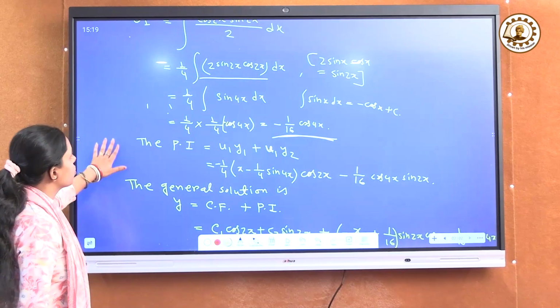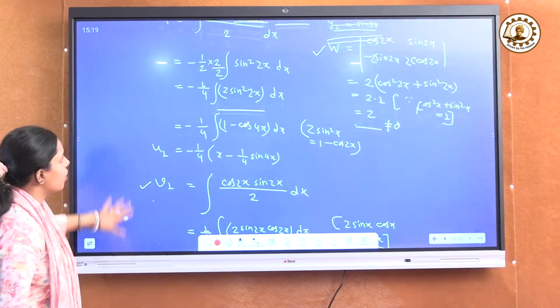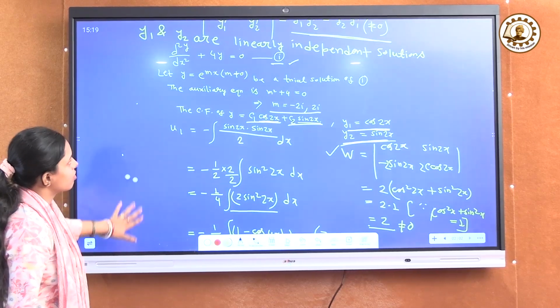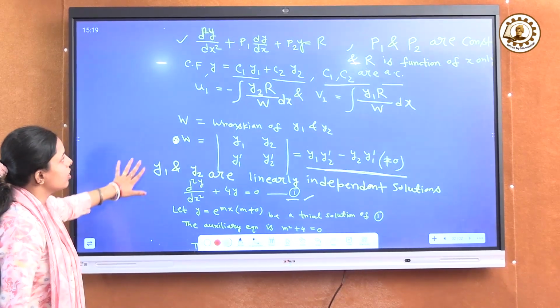In this process we applied the method of variation of parameters, and we got the result for the linear second order differential equation with constant coefficients.